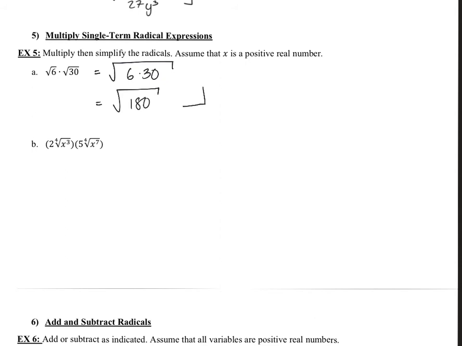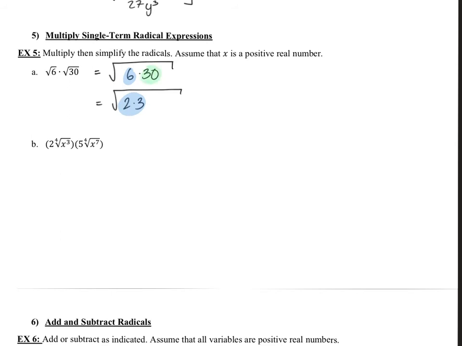Let's see, can I simplify this? You know what I did? I made the number bigger. That's not a good plan. Let's make the numbers smaller. Remember, we always like to make them smaller if possible. Can I break 6 and 30 down? Well, 6 is 2 times 3.